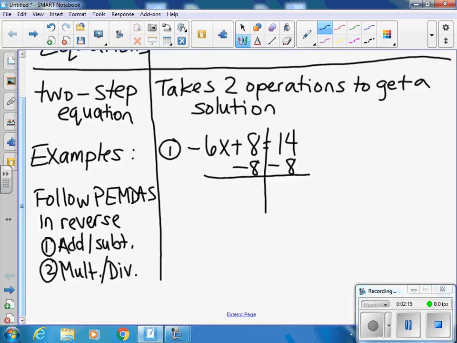After I subtract 8, the 8's cancel out. I now have negative 6x equals, and 14 minus 8 is 6, not 8. And then to separate the negative 6 from the x, that's attached by multiplication, so I want to divide both sides by the negative 6 to make it go away. On the left-hand side, it's gone, and now I have x equals 6 divided by negative 6, which is negative 1. So you should be familiar with the process and the format of what these look like.